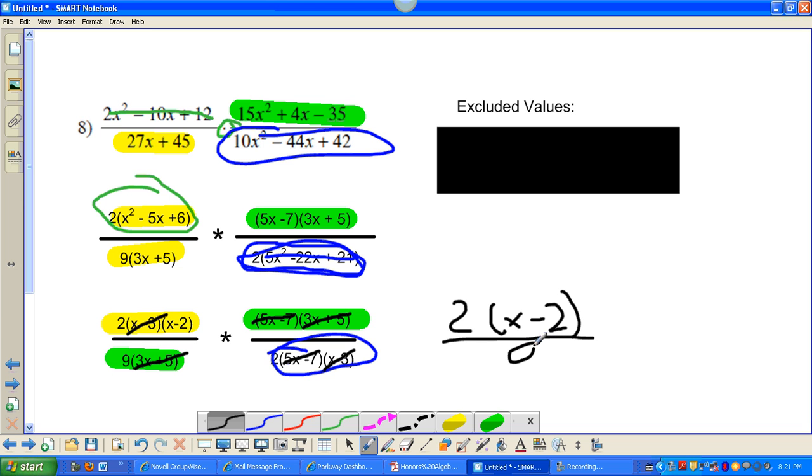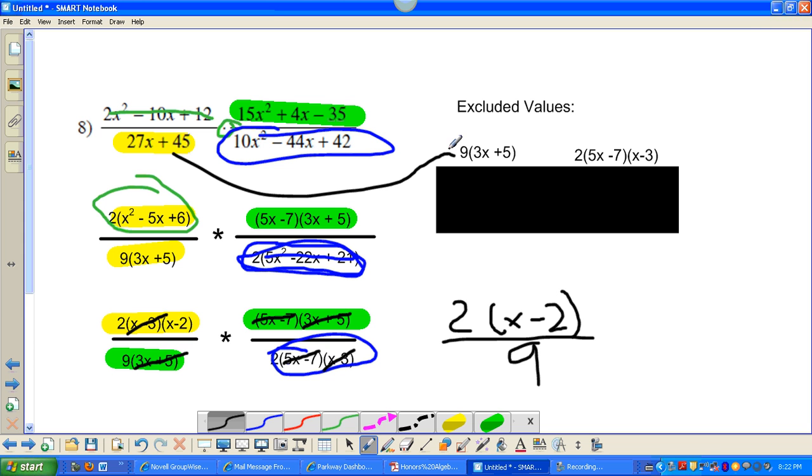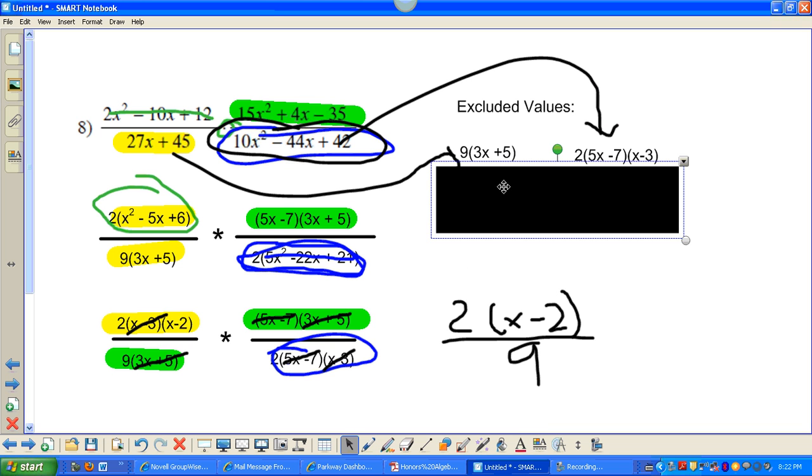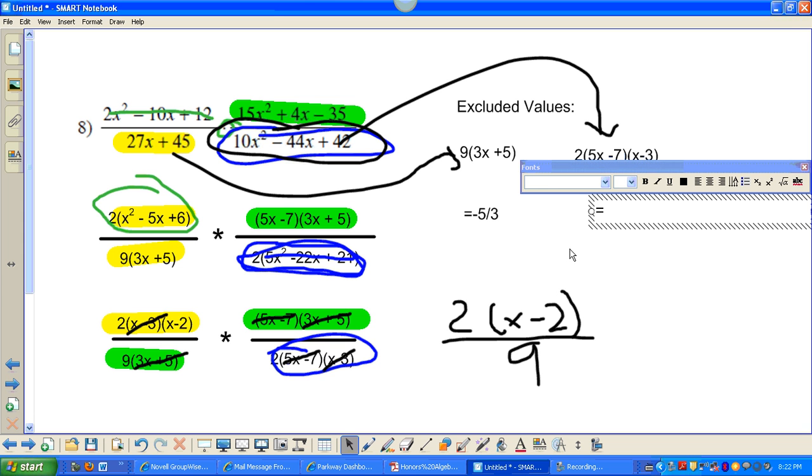all over 9. Now, when you look at excluded values, again, you have to ask yourself, what caused me to divide by 0 from the beginning? So I needed to know, if I had 27x plus 45, which factors into 9 times 3x plus 5, and if I had 10x squared minus 44x plus 42, which factors into 2 times 5x minus 7 times x minus 3, then the values that are going to cause that to be equal to 0 are going to be negative 5/3. And then on this side, you're going to get 7/5, and you're going to get a positive 3.